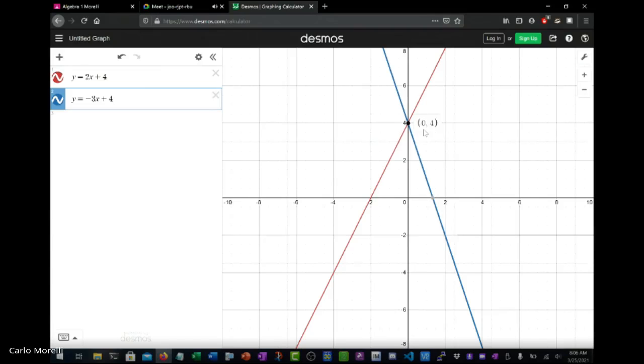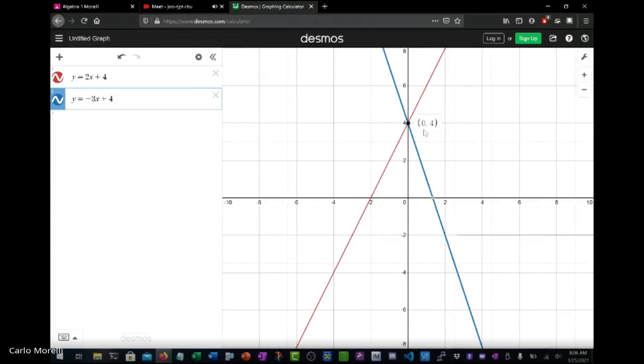At 0 comma 4. So just very easily, visually, we've just solved the system of equations. Look up here: x is 0 and y is 4. So if I gave you this problem and said solve this system of linear equations, that's a system, two equations. You graphed it and you pointed to where they cross and you've solved the system. x equals 0, y equals 4. You're done.